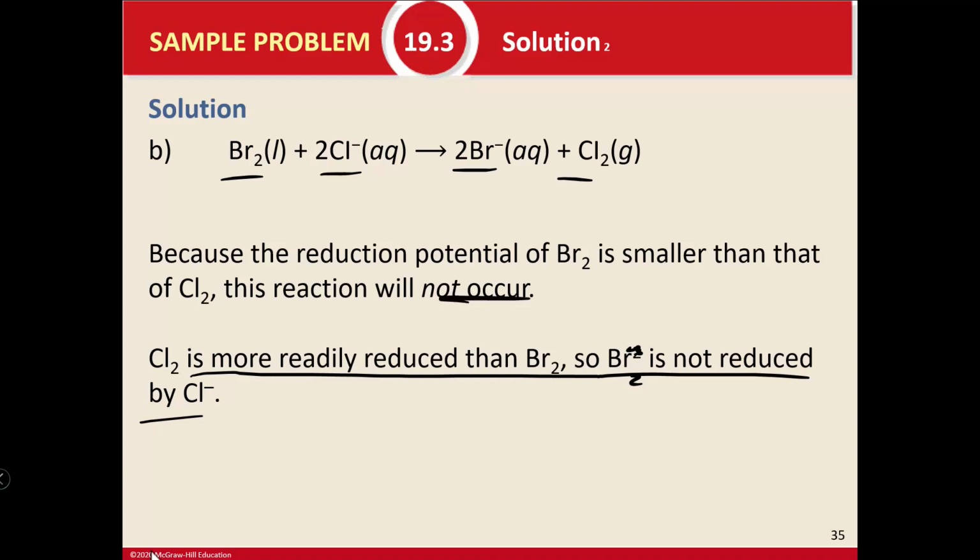And again, you can prove it to yourself. Calculate the cell potential, and that's going to be the standard cell potential of the cathode minus the standard cell potential of the anode. And you're going to find out you get a negative value there, and that's not spontaneous. If you want a spontaneous reaction, the cell potential has to be a positive value.